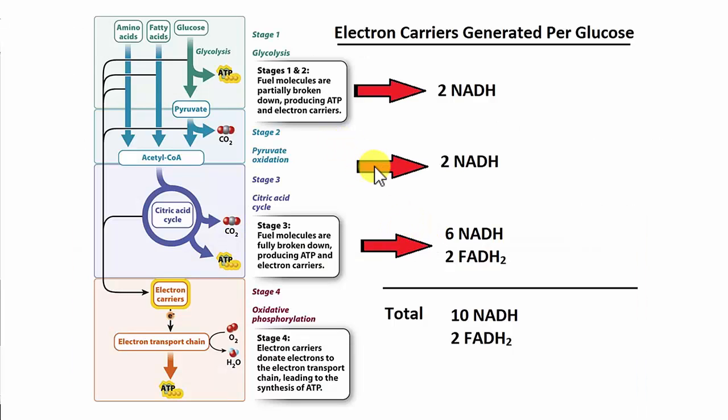When we start to look at how much ATP we're getting per glucose, we go back and look at all the stages of respiration. In glycolysis, if you recall, we produced 2 NADH per glucose. Pyruvate oxidation gave us 2 NADH per glucose. The citric acid cycle gave us 6 NADH and 2 FADH2 per glucose. So from the start to the finish, we had a total of 10 NADH and 2 FADH2.